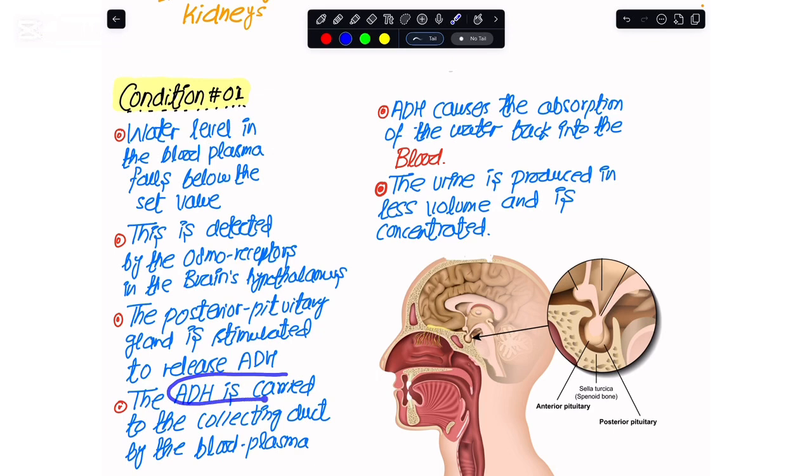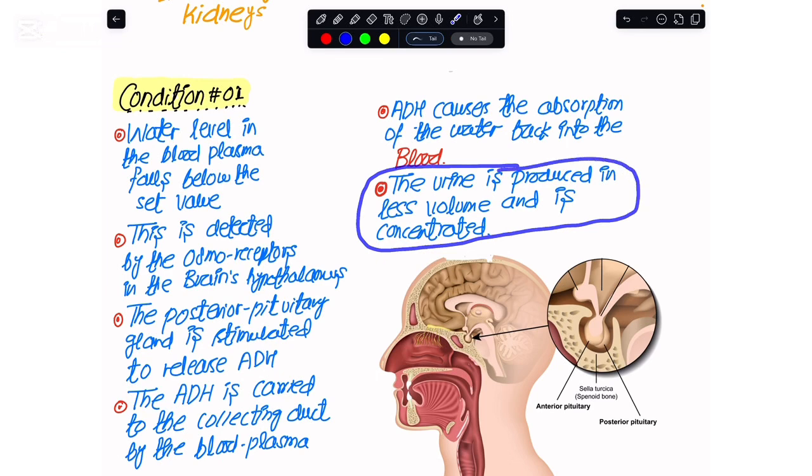And more of the antidiuretic hormone would now come to the collecting ducts of the kidneys with the help of the blood plasma. When the ADH has come to the collecting duct of the nephrons, it would cause more reabsorption of water back into the blood from the collecting ducts of the nephron. As a result, the urine produced would be in less volume and more concentrated. And when we have reabsorbed more water back into the blood plasma, the water level in my blood plasma would be increased.